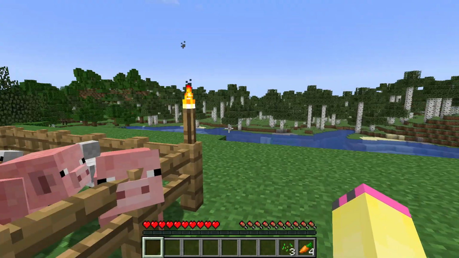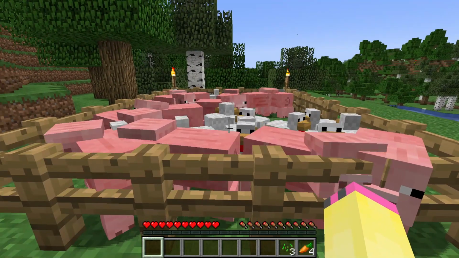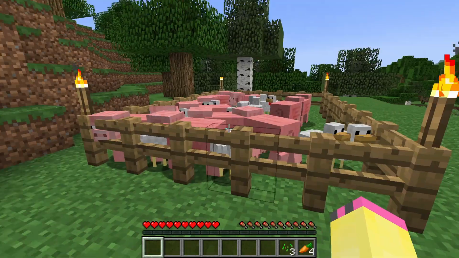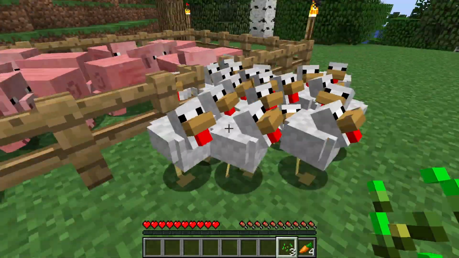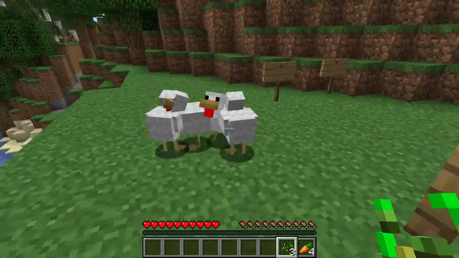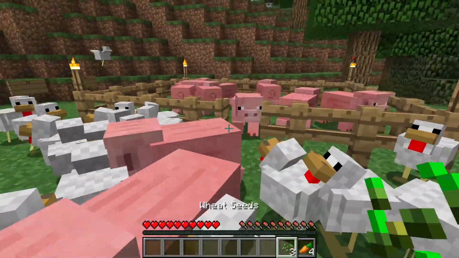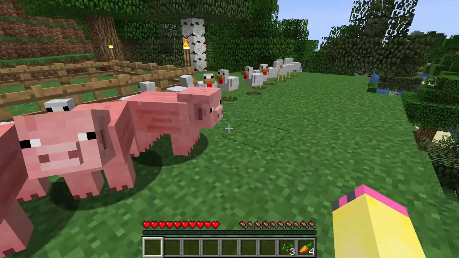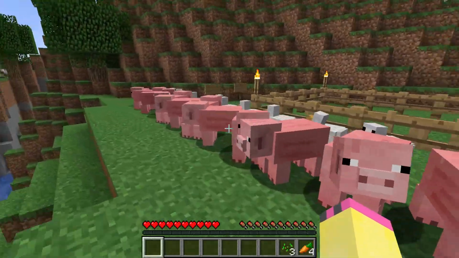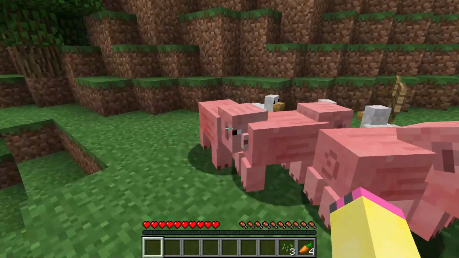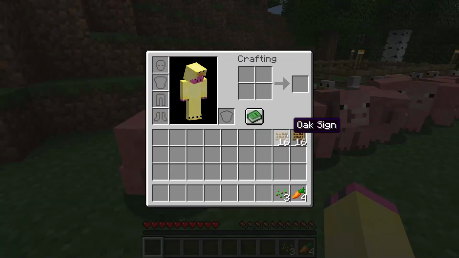If I turn around, you will see that I have 12 pigs and 21 chickens right here. So let's match them up. Okay, that took a bit, but I finally got them nicely lined up in a line here, so we can count them off.